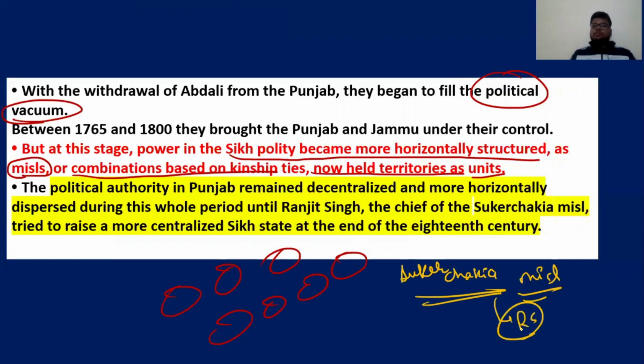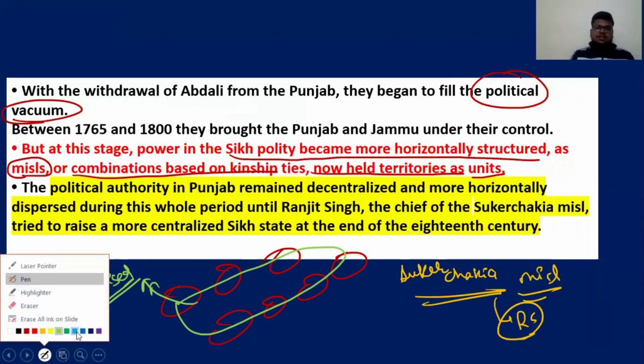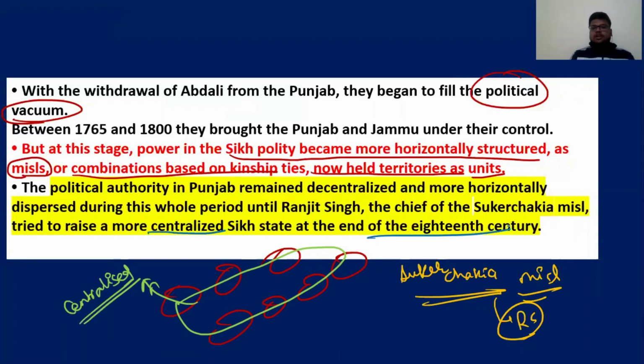And Ranjit Singh, over a period of time, led a very centralized Sikh state that we've discussed. So combining all of them, but using a very centralized system, not a decentralized one, just like the Maratha Confederacy that we have studied. Not that one. He raised a very centralized Sikh state at the end of the 18th century.